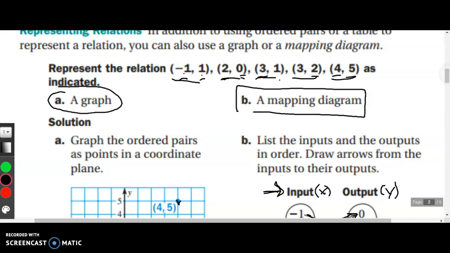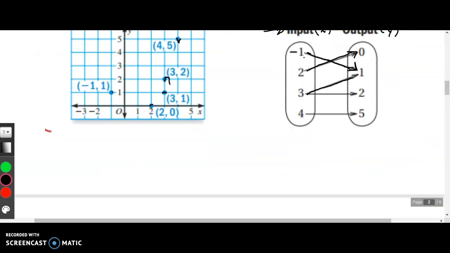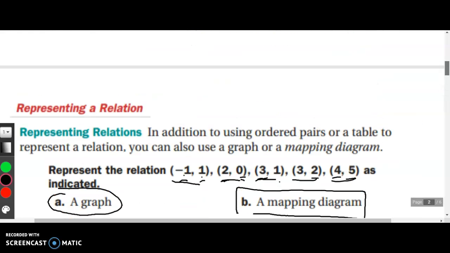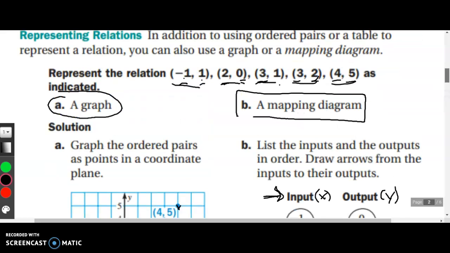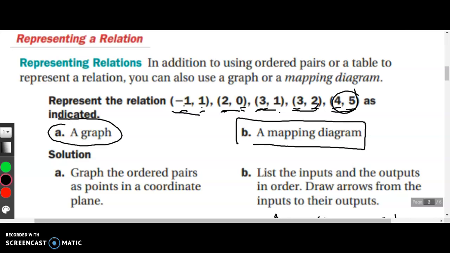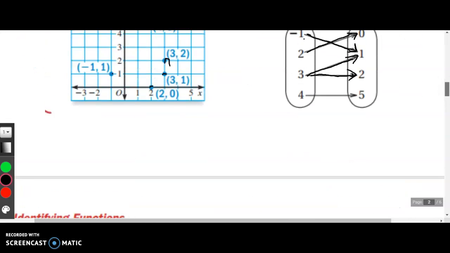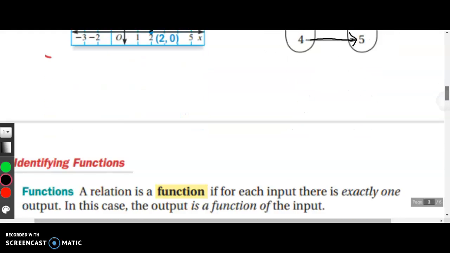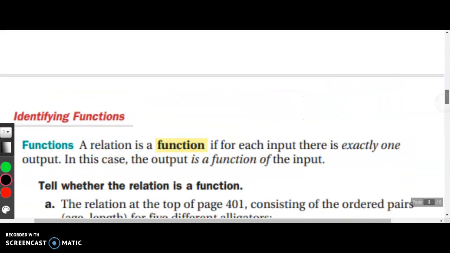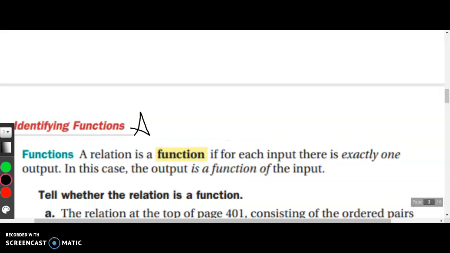3 goes with 1, so we draw from 3 to 1. 3 also goes with 2, so we go from 3 to 2. And 4 goes with 5, so we draw our arrow from 4 to 5. And that's how a mapping diagram is done. We're going to talk a little bit more extensively about mapping diagrams today and what they're used for. Here is the big learn for today, and that's functions.